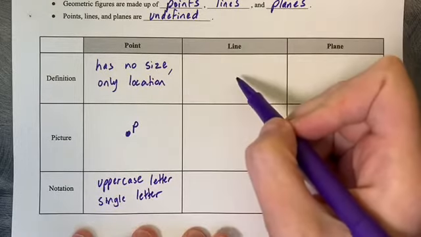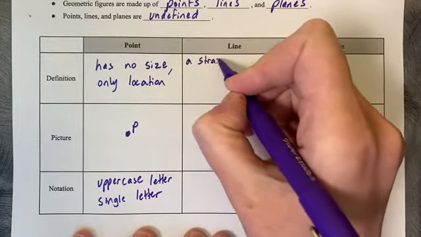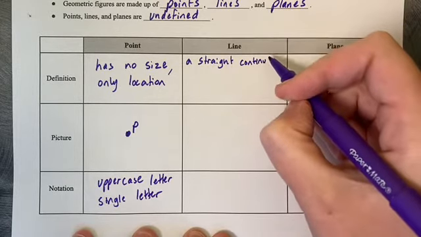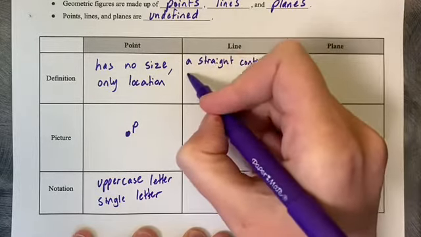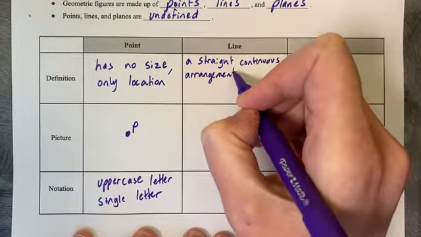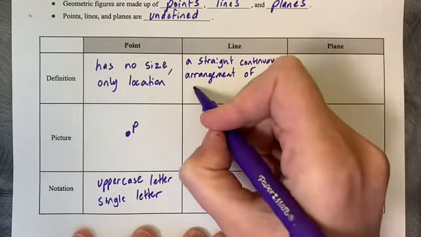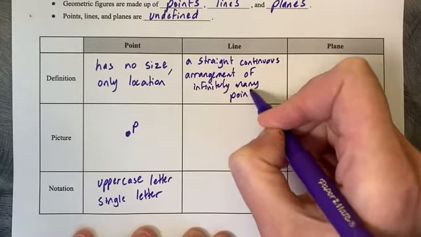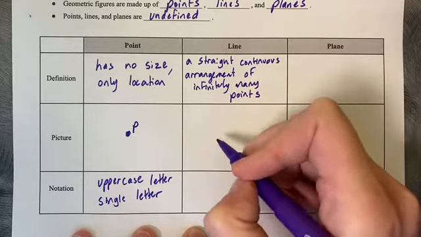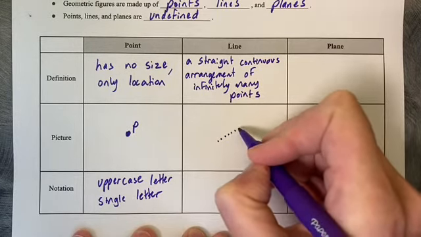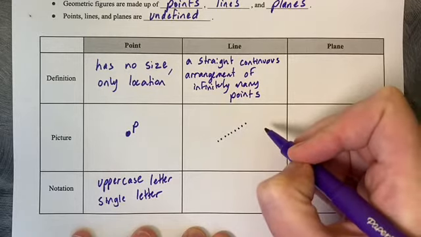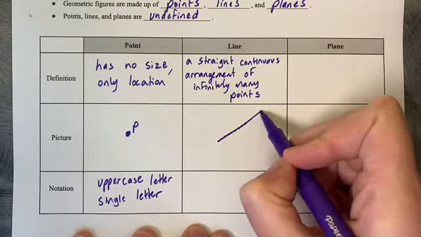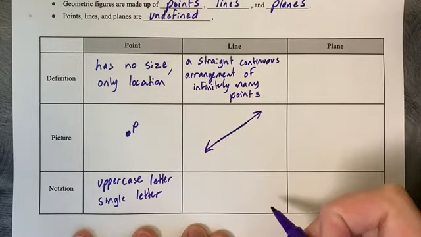Now the definition of a line is a straight, continuous arrangement of infinitely many points. So we can start the picture by doing points in an arrangement of a straight line, but there's infinitely many points in between those, and you connect them. And the way that you announce to the world that this is a continuous line is you continue it on with arrows in both directions.